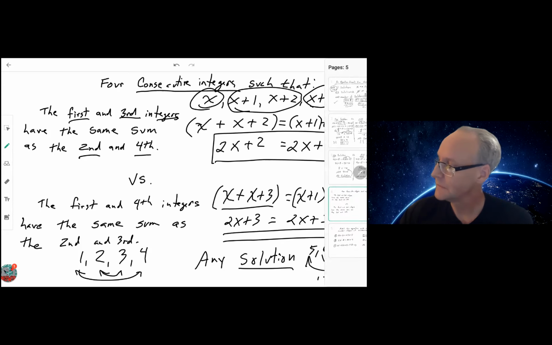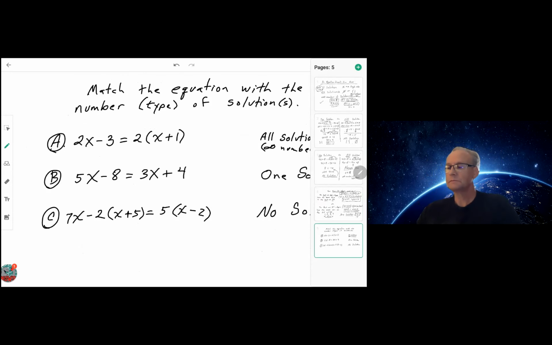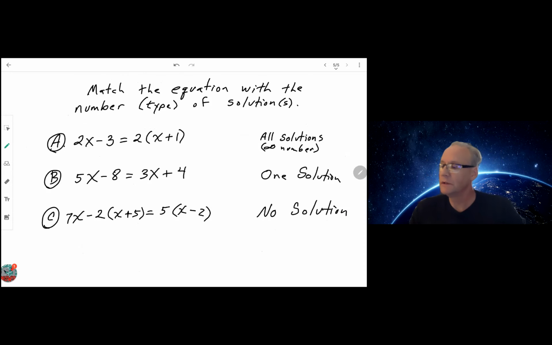The last one, let's just do a quick matchup. Match the equation with the number or type of solution that it represents. So this one is 2x plus 2 is equal to 2x minus 3. And we want to see which one of that does it match with: all solutions, one solution, or no solution. This one says 5x minus 8 equals 3x plus 4. And we want to match it up. In this last one, we do need to simplify the two sides and see how they match up. So finish this one on your own.